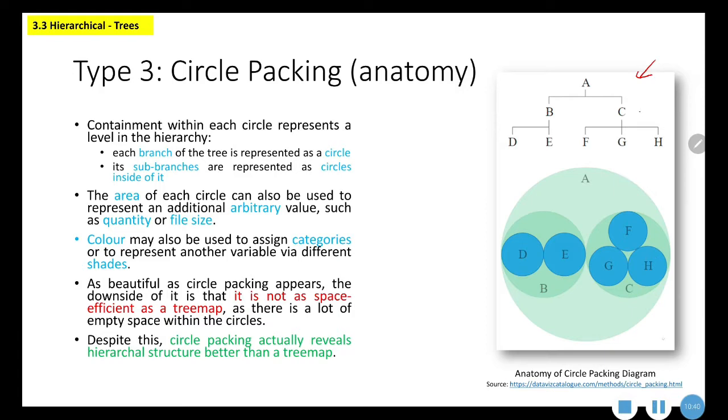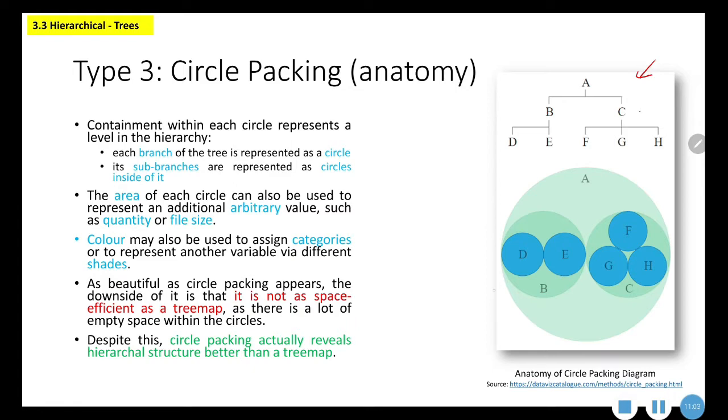And again, the area of each circle can also be used to represent an additional arbitrary value, such as quantity or file size. Color may also be used to assign categories or to represent other variables via different shades.